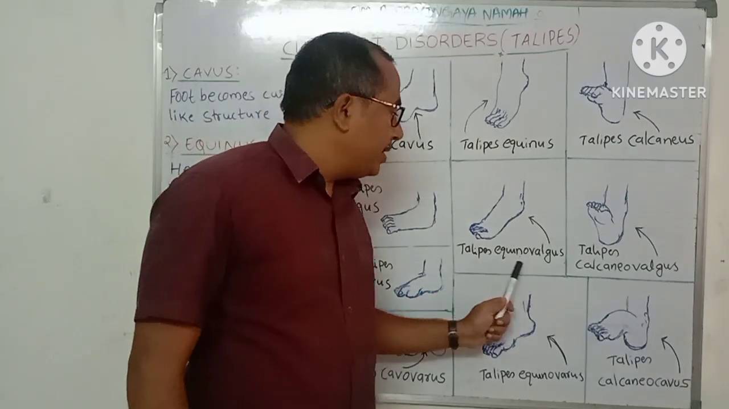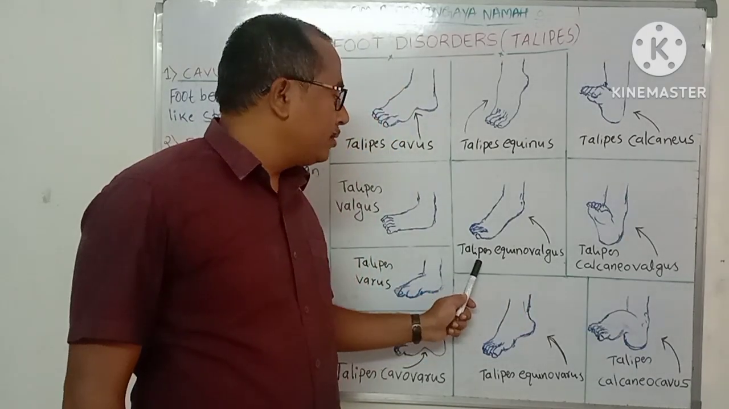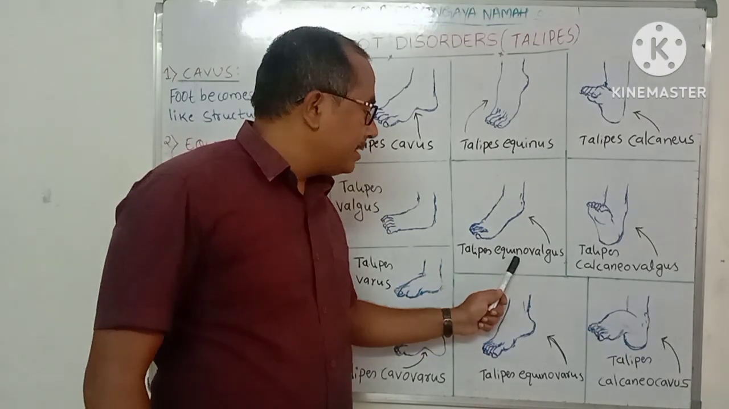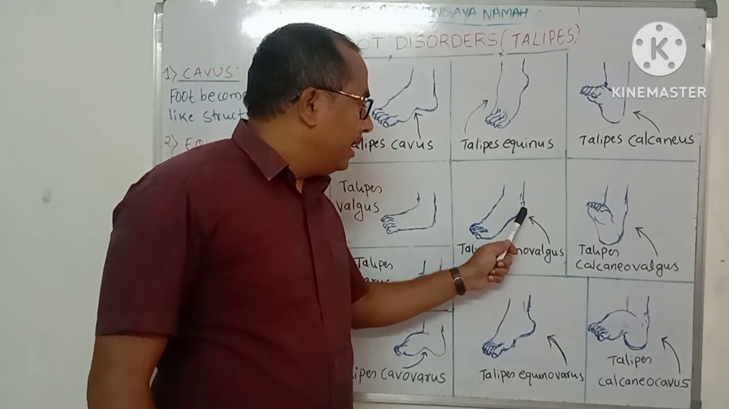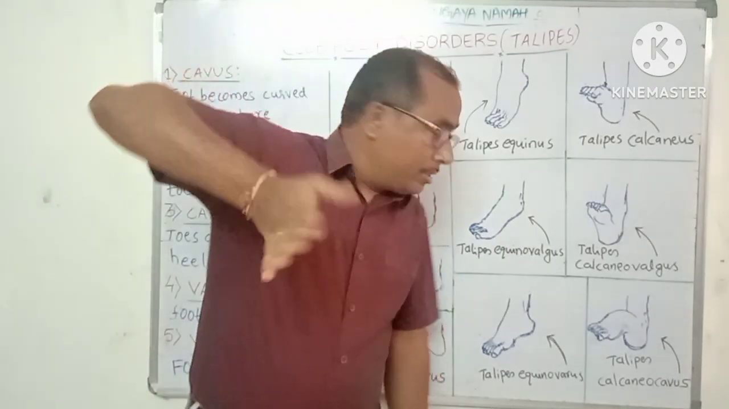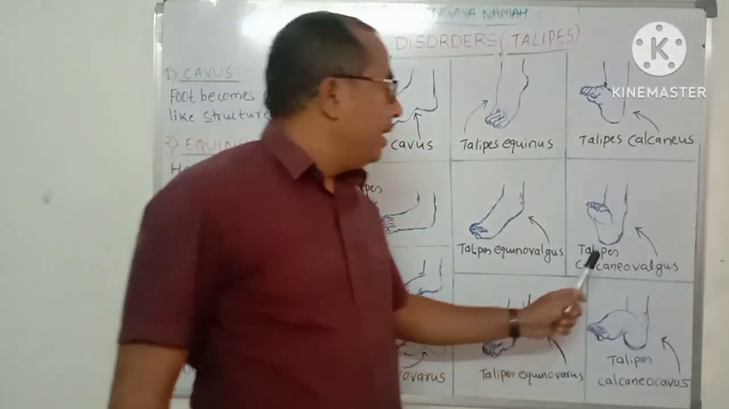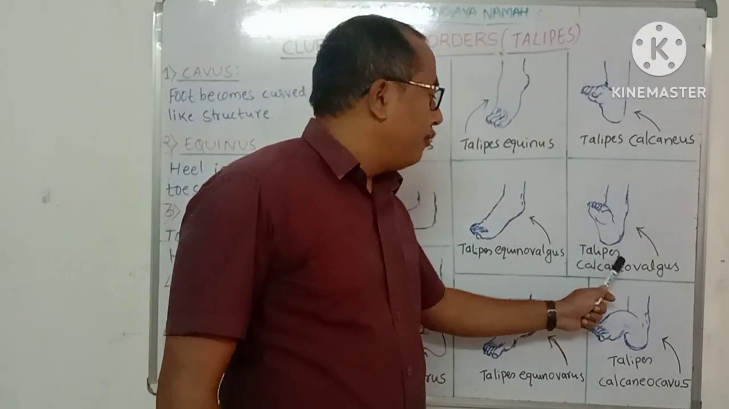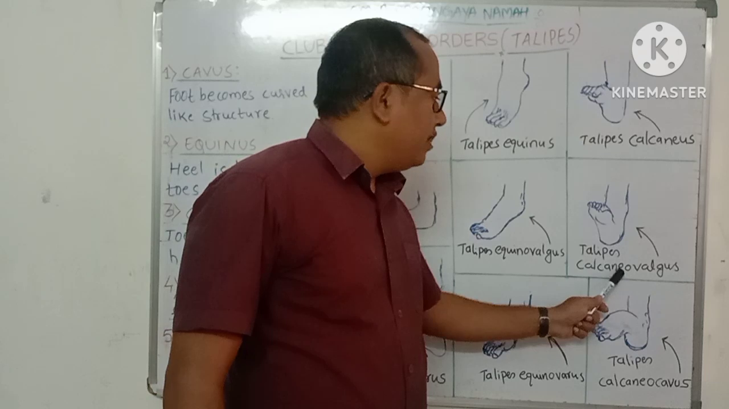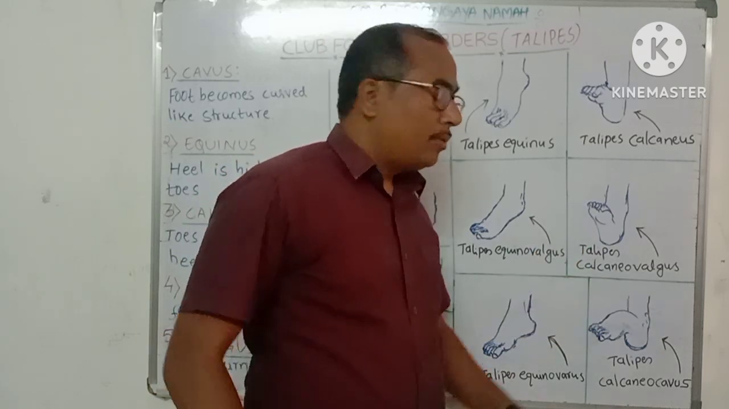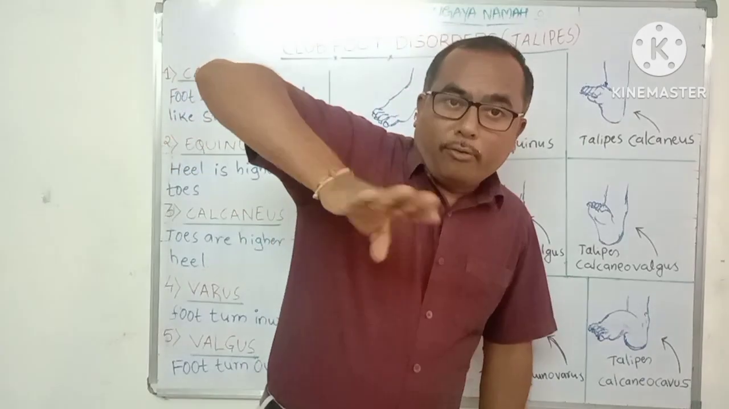Next is talipes equinovalgus. It is a club foot disorder where you can find two deformities. Equino means the heel is higher than the toe, and valgus means the foot is turned outward. Next one is talipes calcano-valgus. Calcano means toes are higher than the heel, and valgus means the foot is turned outward.